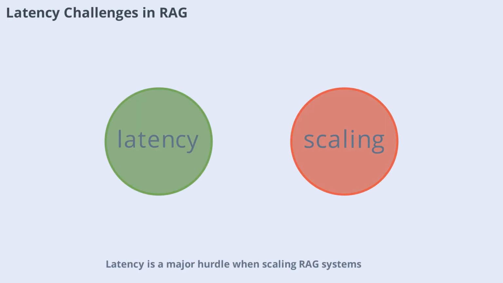Latency is a major hurdle when scaling RAG systems. Each query involves multiple sequential steps: network API calls, database lookups, reranking, and text generation. These steps can add up, causing delays for end users. Understanding where latency occurs is the first step toward optimizing your pipeline for speed and responsiveness.